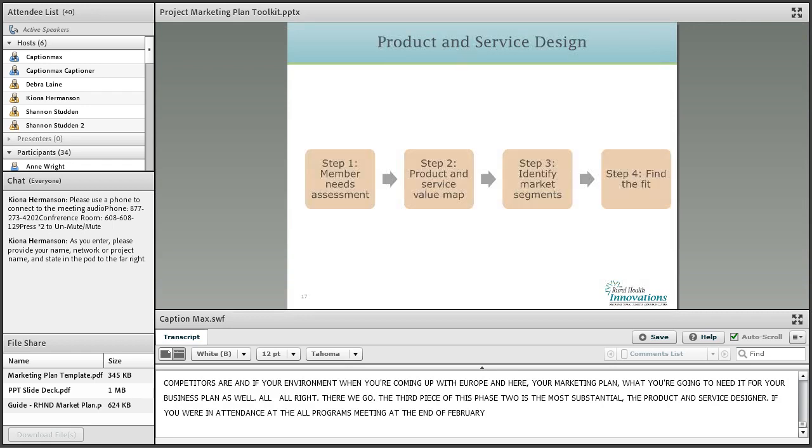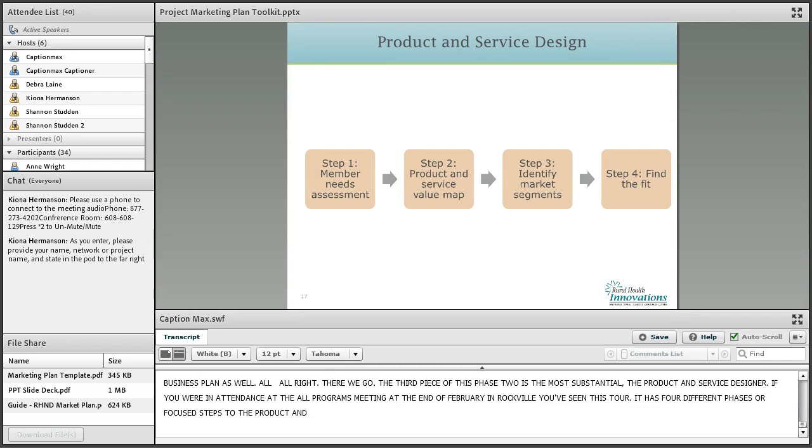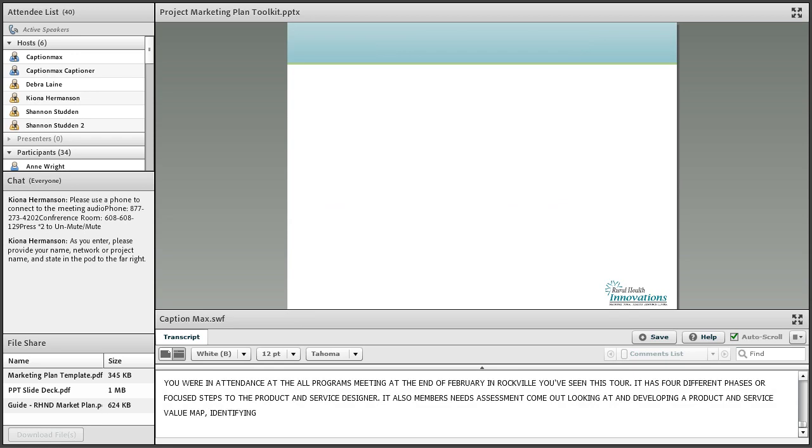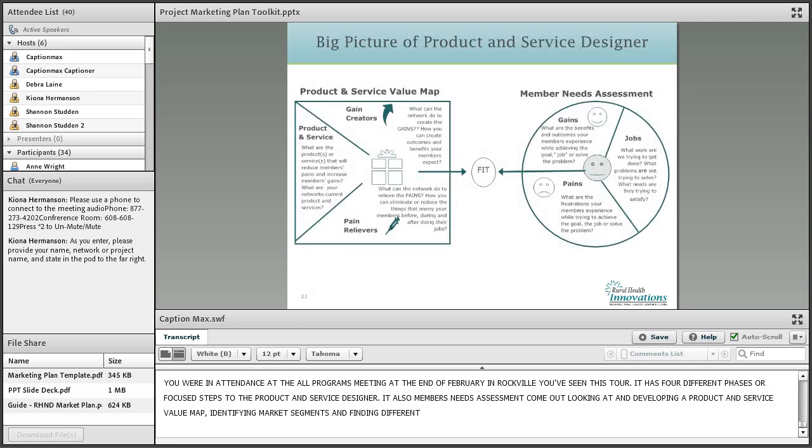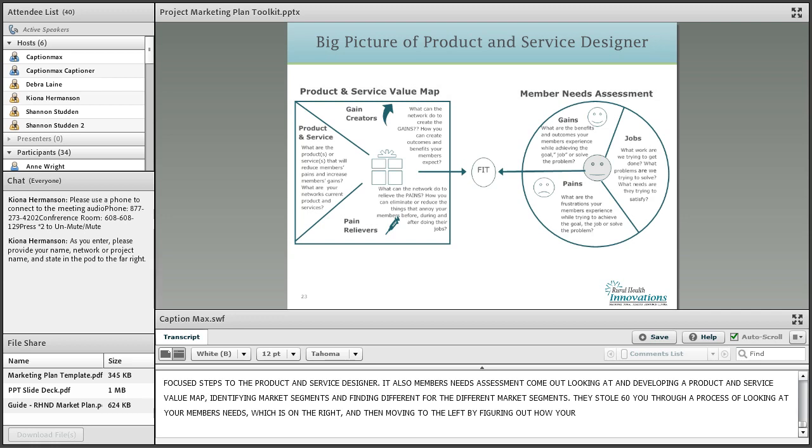The third piece of this phase 2 is the most substantial, the product and service designer. If you were in attendance at the All Programs meeting at the end of February in Rockville, you've been introduced to this tool. It has 4 different phases or steps: your members' needs assessment, developing a product and service value map, identifying market segments, and finding the fit for those different market segments.